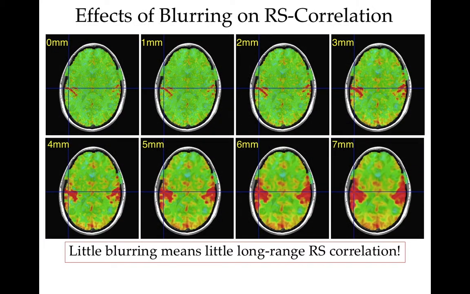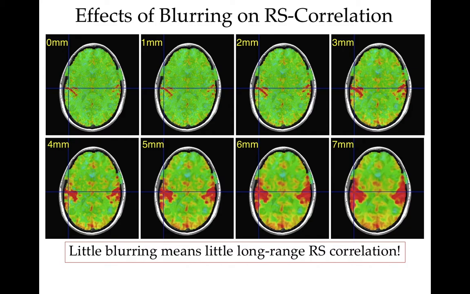So here's an example of the effects of blurring on resting state correlation. If you imagine putting a voxel seed down at the intersection of the crosshairs and correlating that voxel time series in fMRI data with every other voxel in the brain and making a color map of the correlation coefficient, you see that with 0 millimeters blur, you see basically the vein in the sulcus there that is highly correlated, and then on the opposite side of the brain you see a little bit more hot red stuff with a lot of high correlation, but you have to actually look pretty hard to see it.